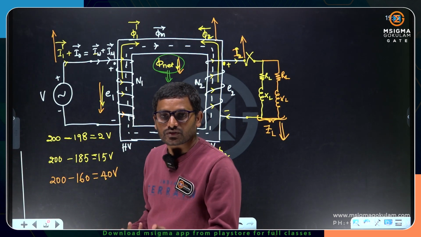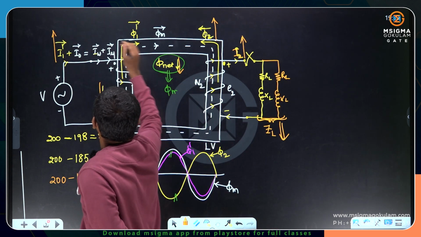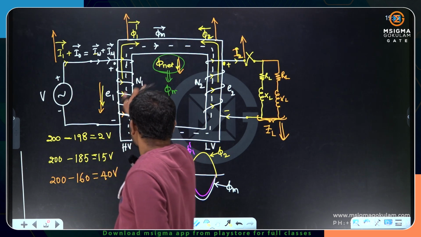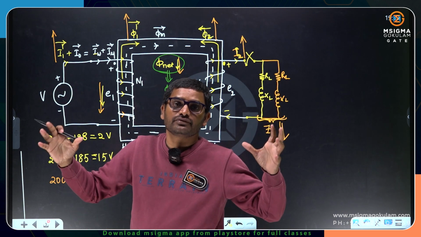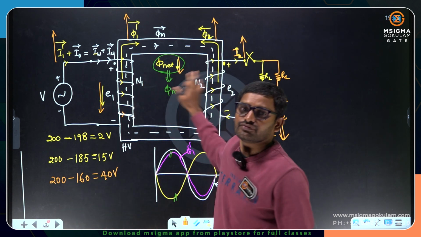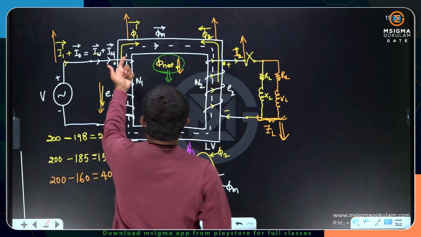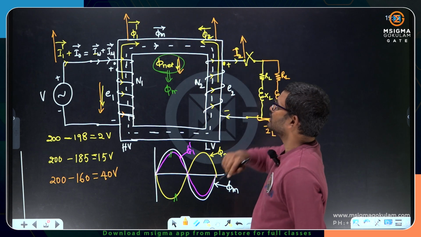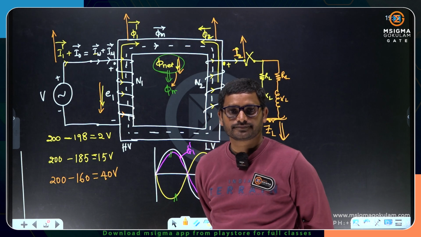Why? To satisfy Lenz's law. Now as I1 dash magnitude is increasing, then definitely phi 1 dash is going to increase. So I1 dash will circulate in N1 turns, and it will set up a huge magnetomotive force at the primary side also, so as to compensate the secondary magnetomotive force. So now this phi 1 dash and phi 2 will again compensate. Again net flux will become the mutual flux.